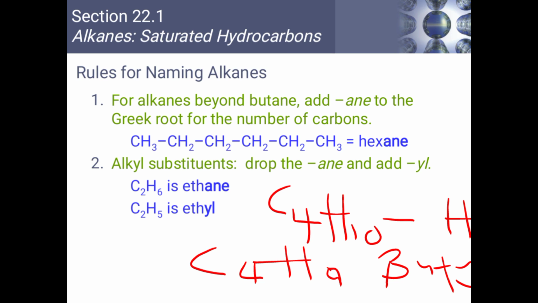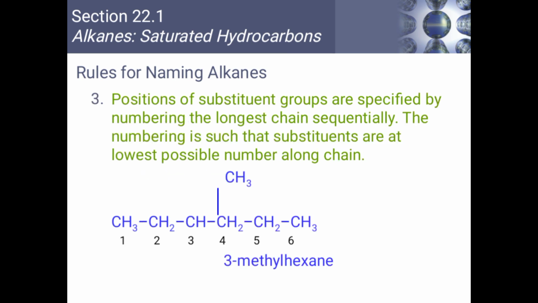So in naming hydrocarbons, we first look at the long chain hydrocarbon, and we also look at the alkyl substituents. Alkyl substituent, that is the branching that is attached to the long chain hydrocarbon. So now look at the third rule: the position of substituent groups is specified by numbering the longest chain sequentially. Then the numbering is such that the substituents are at the lowest possible number.